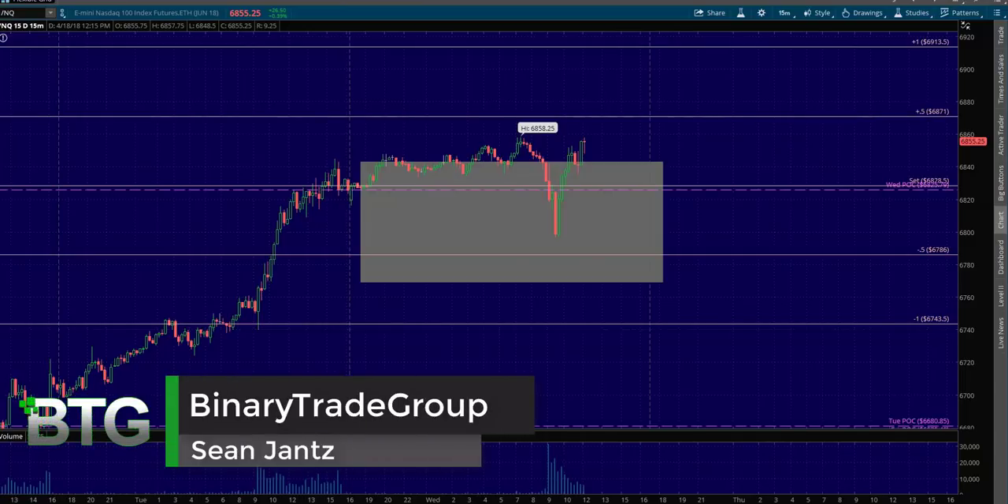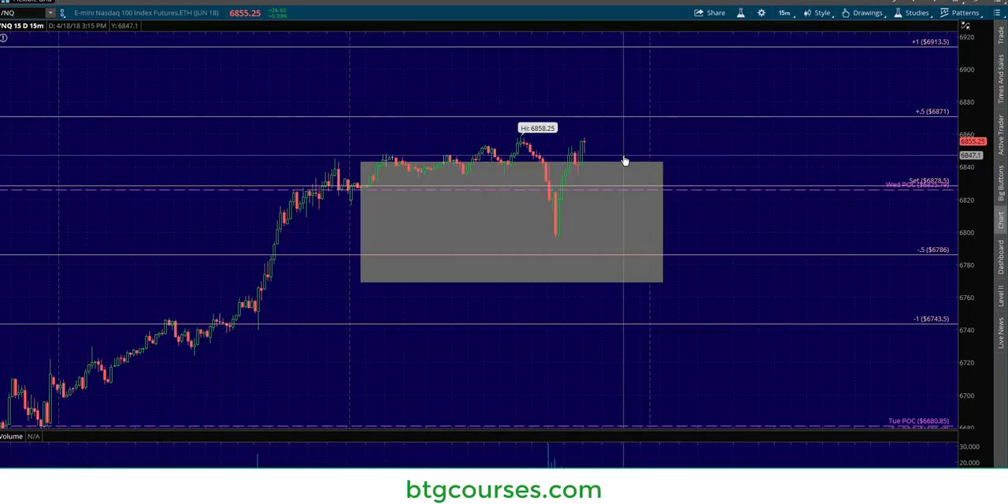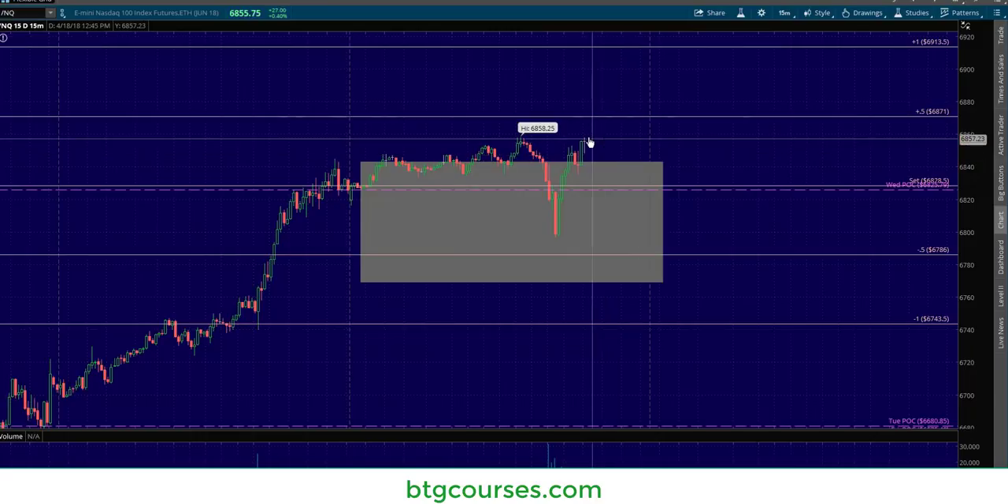Hey, Sean Jantz here, and I'm working on a live trade here on the NASDAQ 100. And this entire concept of this trade that I'm going to try and get, hopefully I can get filled. I'm trying to sell 68.57 right at the money here. I need just a little bit more and I can get filled here.